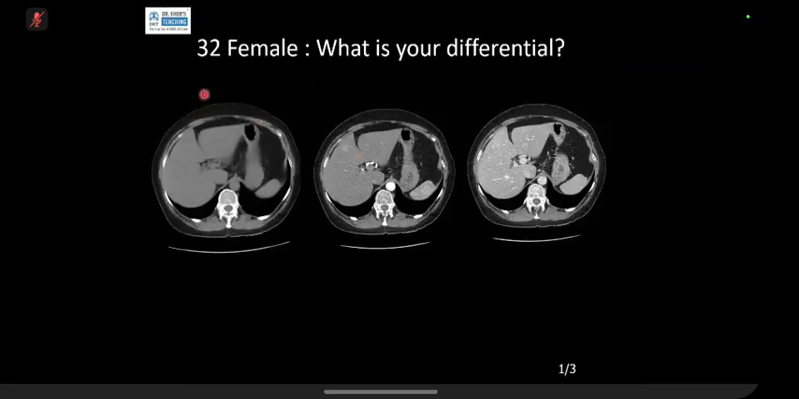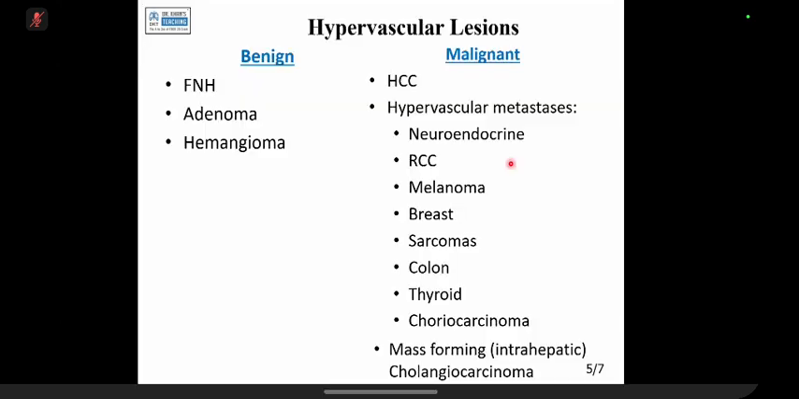Look here, a 32-year-old female, what is your differential? This is non-enhanced, arterial, portal venous. Arterial enhancing, no washout. What is your differential? So give me your differential. Very good. It is a benign differential. So adenoma, what about FNH?